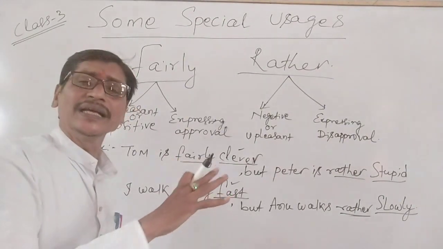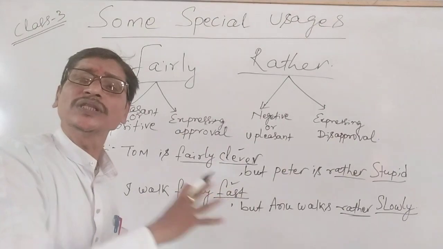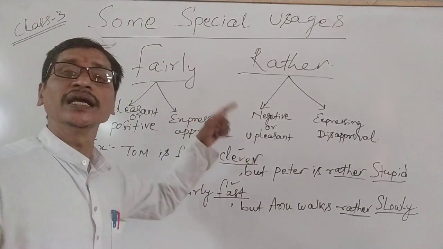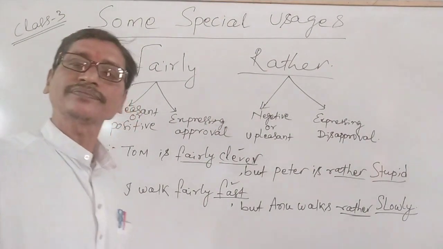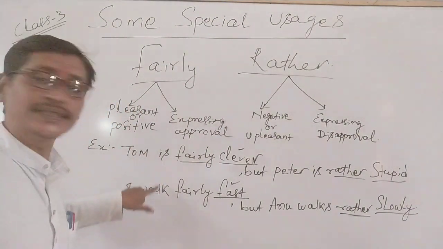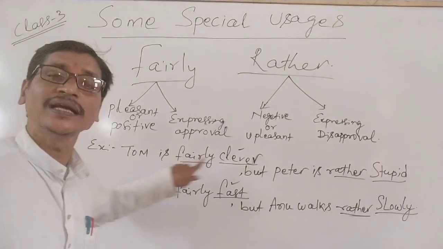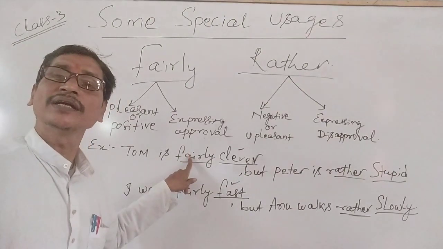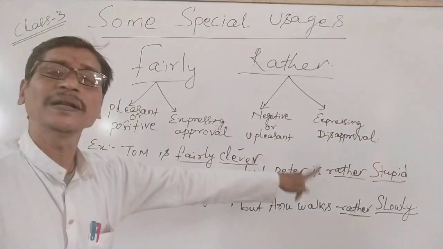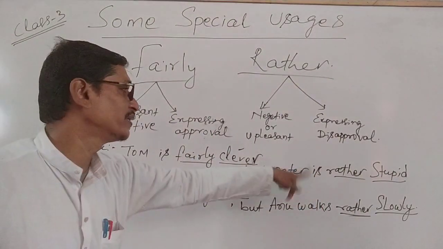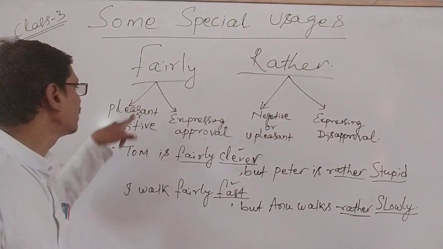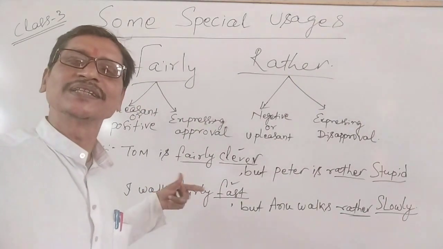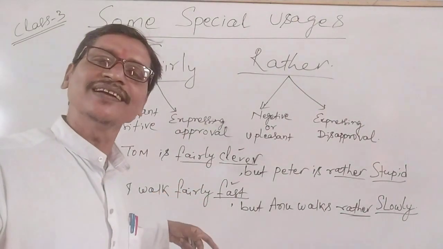Okay, let me write some other statements so that we will understand more about the uses of fairly and rather. Okay, you understood this? These are the examples of how we have used fairly and how we used rather. Unpleasant and negative things, we use rather. Positive and pleasant things, we use fairly. Okay, let me write something more so that we will understand more.